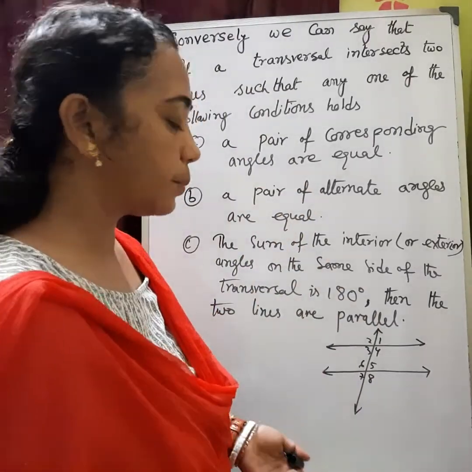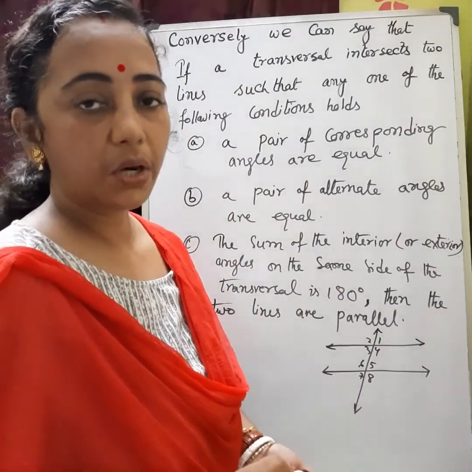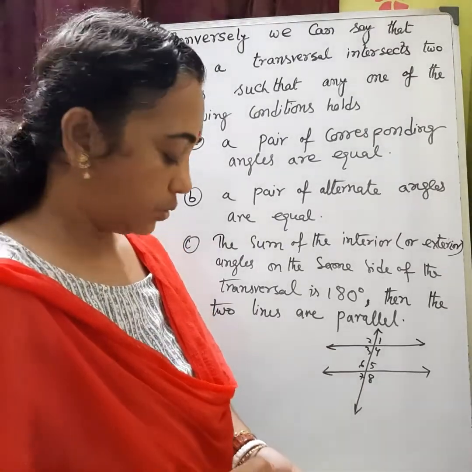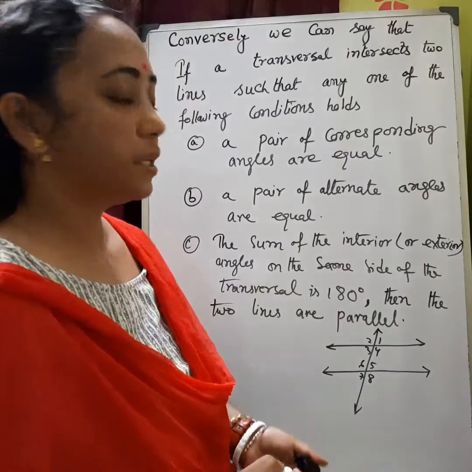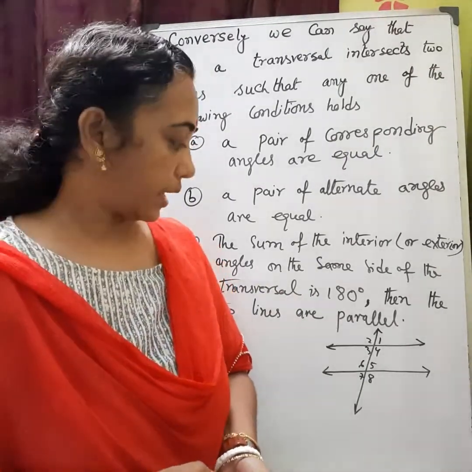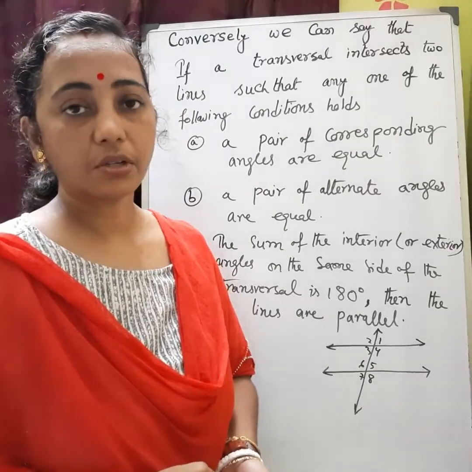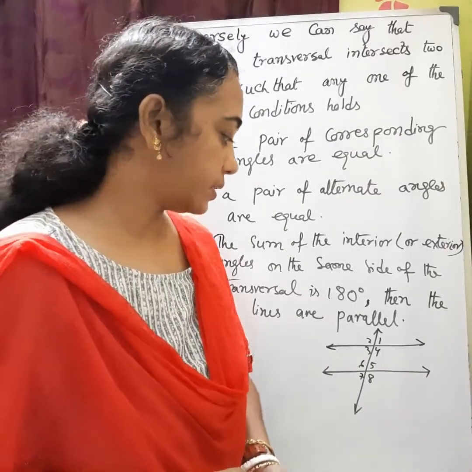In the previous example, we have seen that if a pair of corresponding angles are equal, then the other conditions also hold: alternate interior angles are equal, alternate exterior angles are equal, and the sum of the interior or exterior angles on the same side of the transversal is 180 degrees.